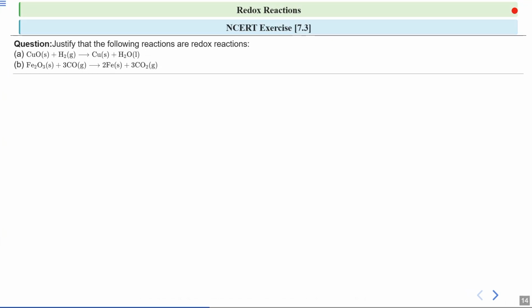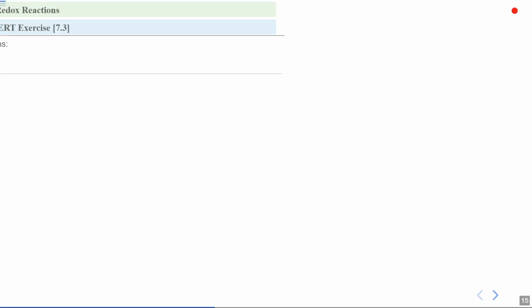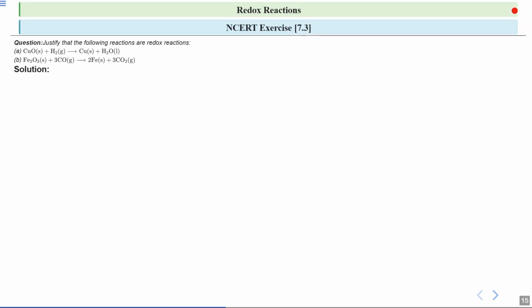Moving on to the next question, you have to justify that the following reactions are redox reactions. In A, we have copper oxide reacting with hydrogen to give us copper and water. In B, we have iron oxide reacting with carbon monoxide to give you iron plus carbon dioxide. So let's start with the first reaction, given in option A. It is CuO in solid form reacting with H2 in gaseous form to give you Cu in solid form plus H2O in liquid form.